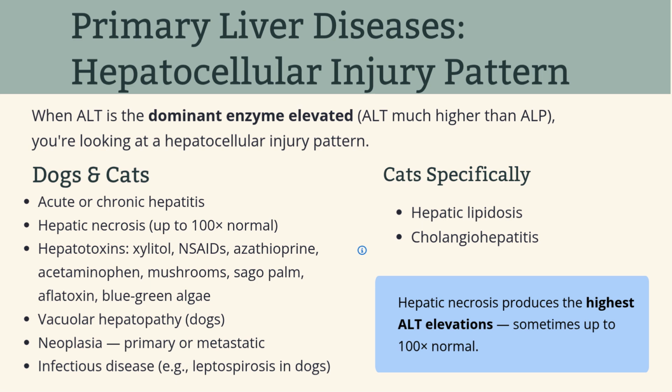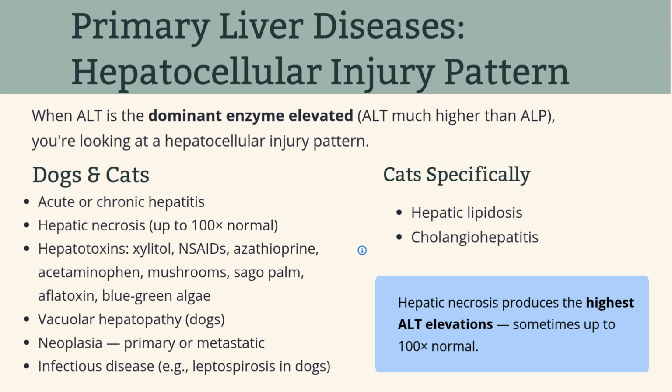So now we're going to talk about what causes ALT to rise in the first place. When ALT is the dominant enzyme that's elevated, meaning that your ALT is higher than your ALP, you're looking at what we call a hepatocellular injury pattern. So you're thinking of things like active or chronic hepatitis. You're thinking of things like hepatic necrosis, and that actually gives you really high ALT elevations. That can sometimes be 100 times the normal value.